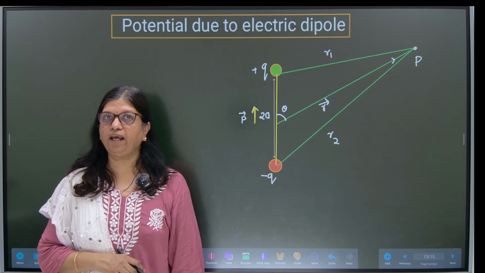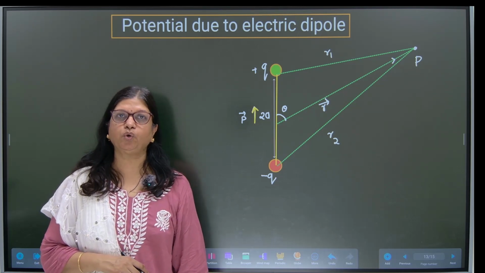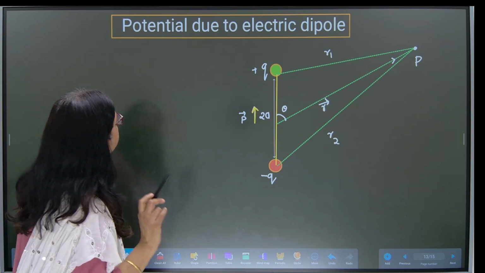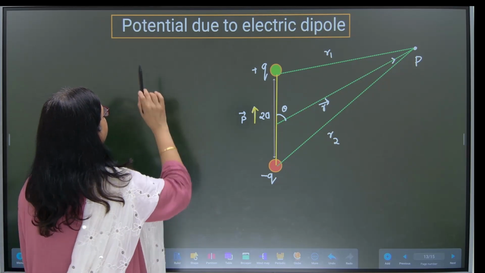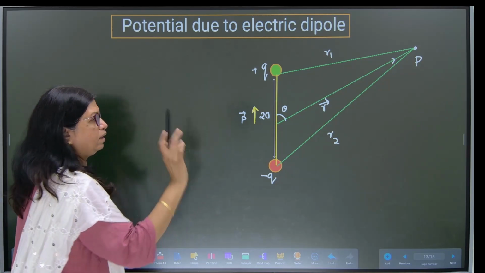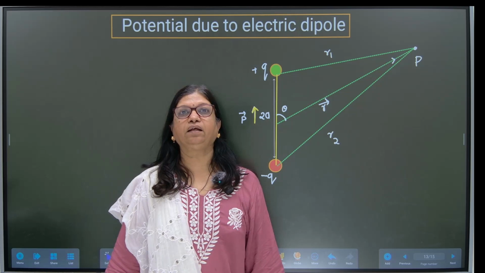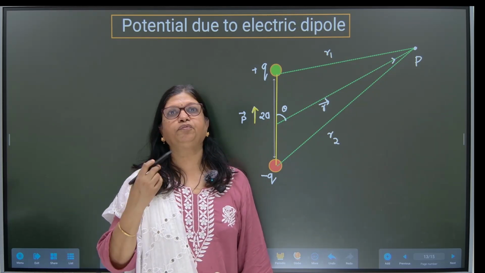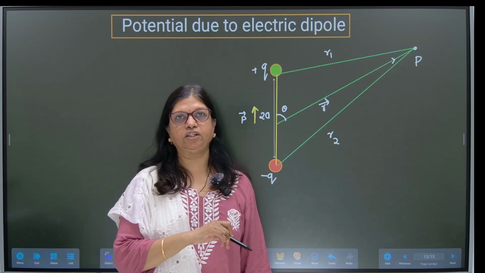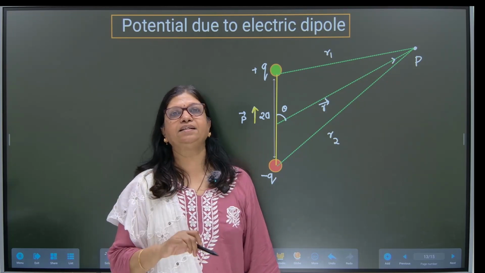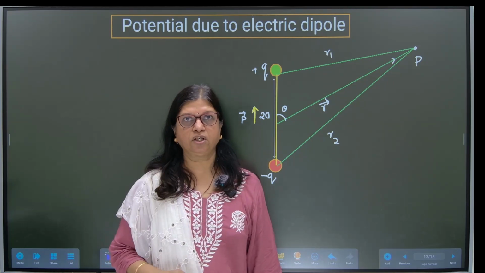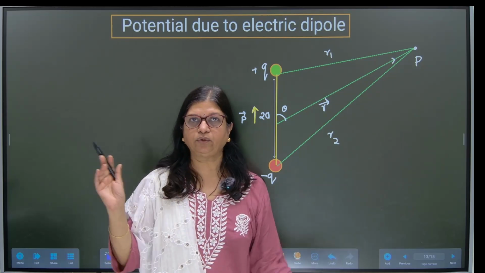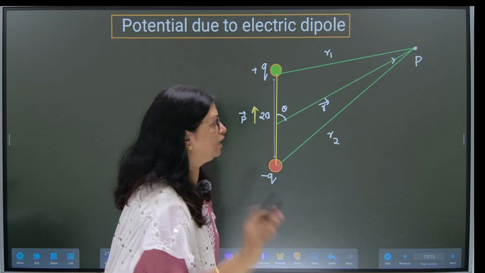This is Dhanu Saraiya continuing with chapter 2 of Class 12 with the topic potential, in which we are today deriving potential due to electric dipole. And in the next page of the same video, we shall even find out the difference between the potential due to electric dipole as well as due to a single charge. So keep watching the video till the end so that you understand these two concepts very clearly.